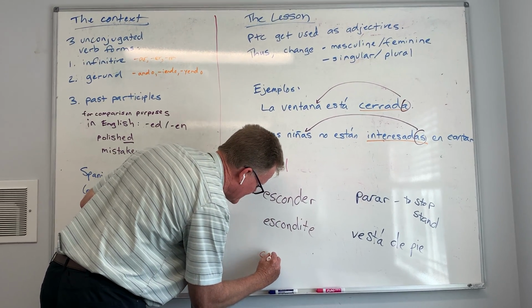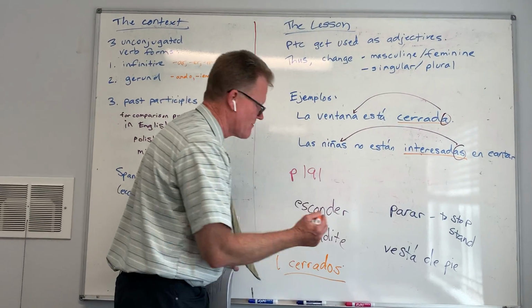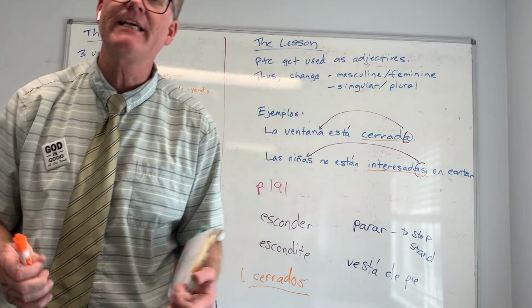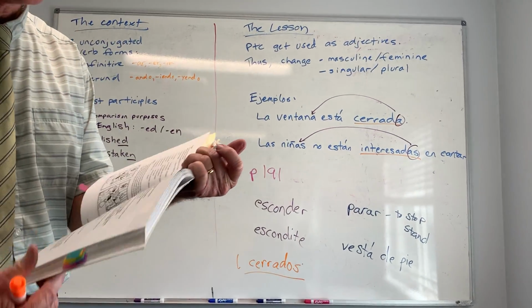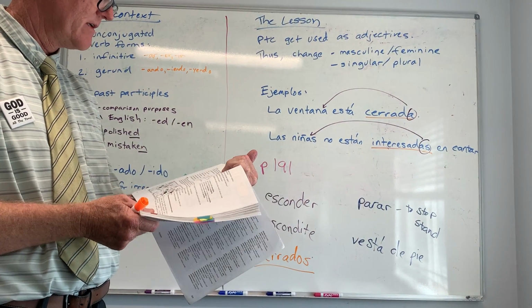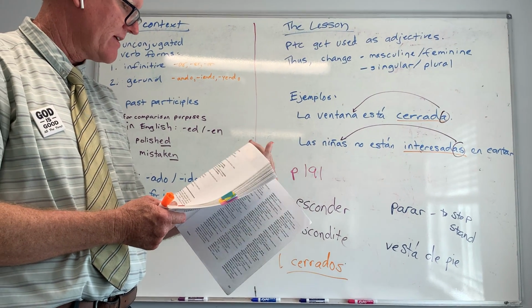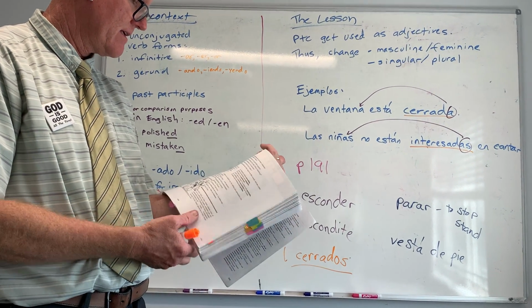The correct answer is cerrados. Okay, number 1. Now if you get that wrong on the homework, quack for you, because I gave you the answer. Okay, so you're going to have to do number 2 through 10 all by yourselves. Okay? Now, activity 3, La familia Lozana está en la sala.